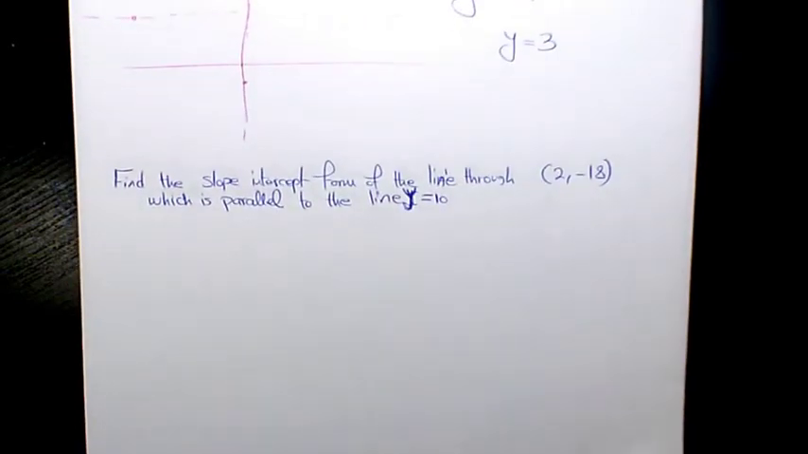Find the slope-intercept form of the line passing through 2 and negative 18, which is parallel to the line y equals 10.